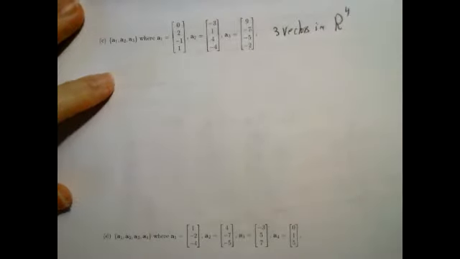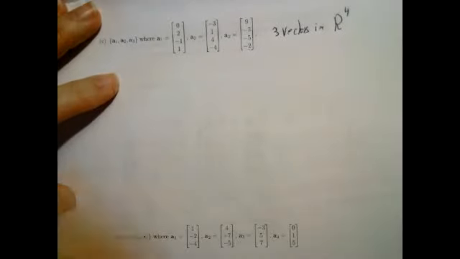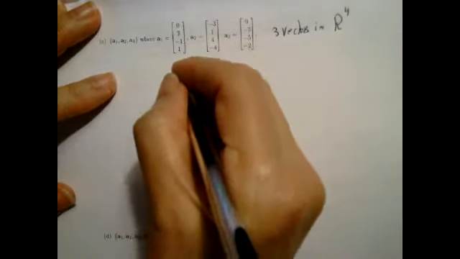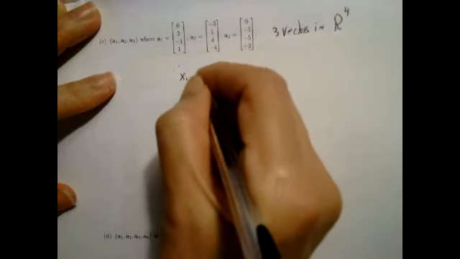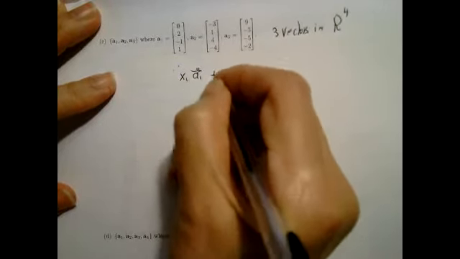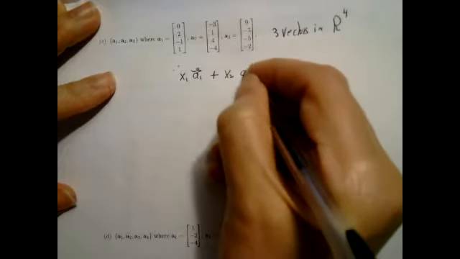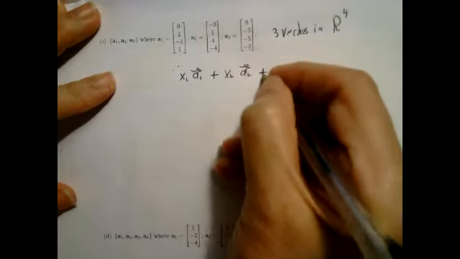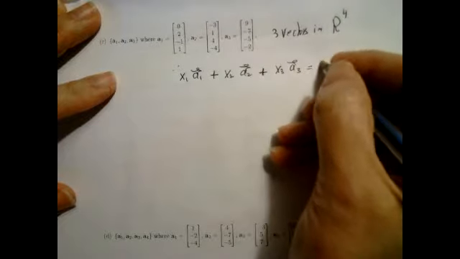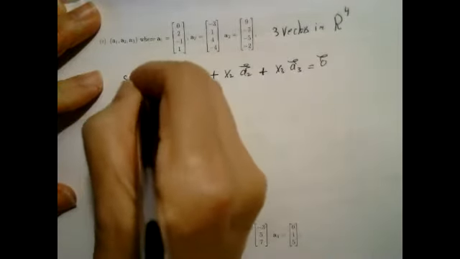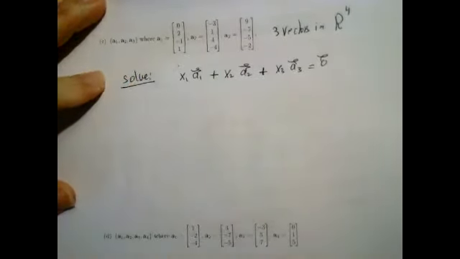And are they independent or dependent? I have no idea. Absolutely no. That's too messy. So what we have to do is we need to solve, what do we have to solve? x1a1 plus x2a2 plus x3a3 equal to 0. Okay, that's what we have to solve.